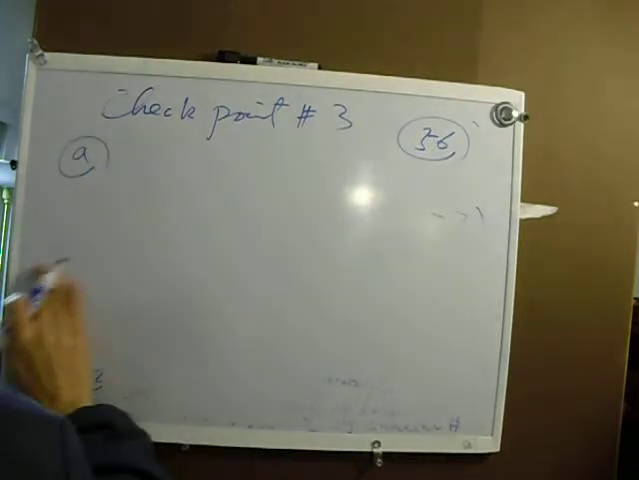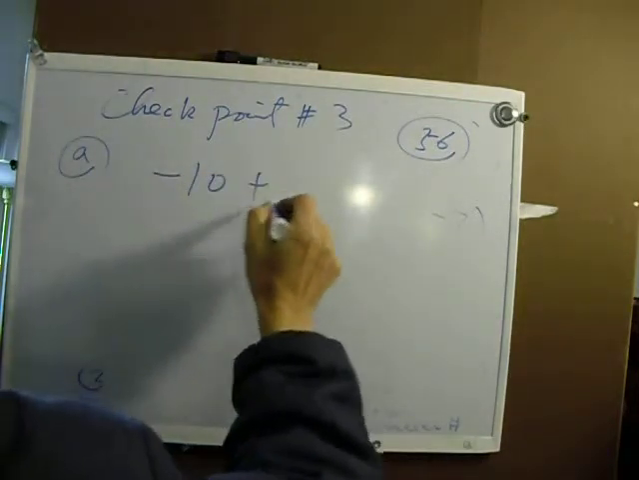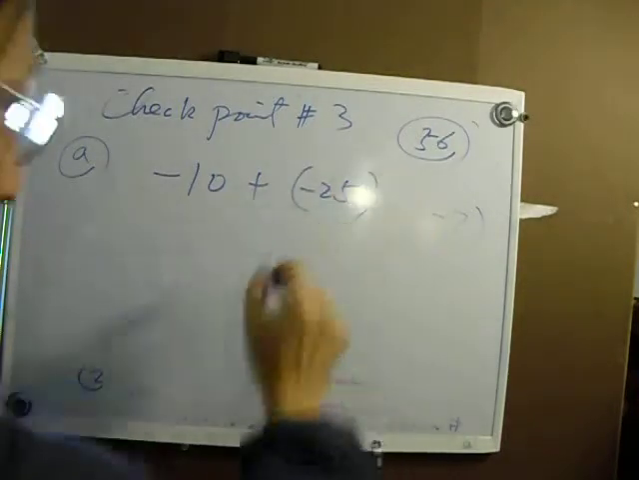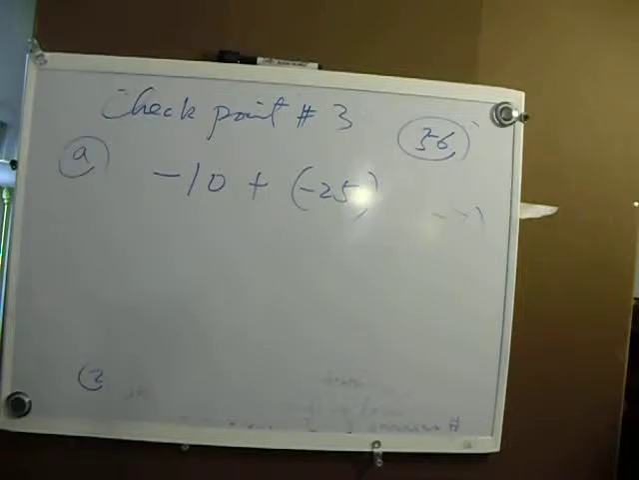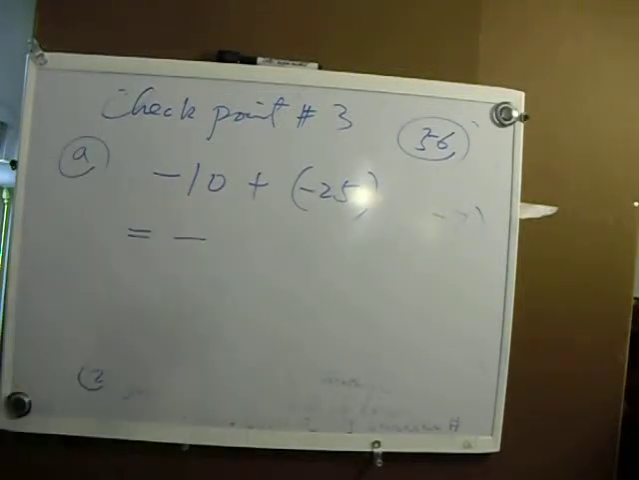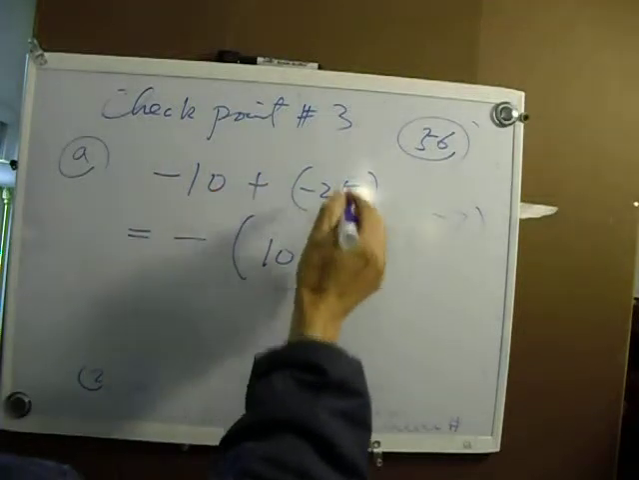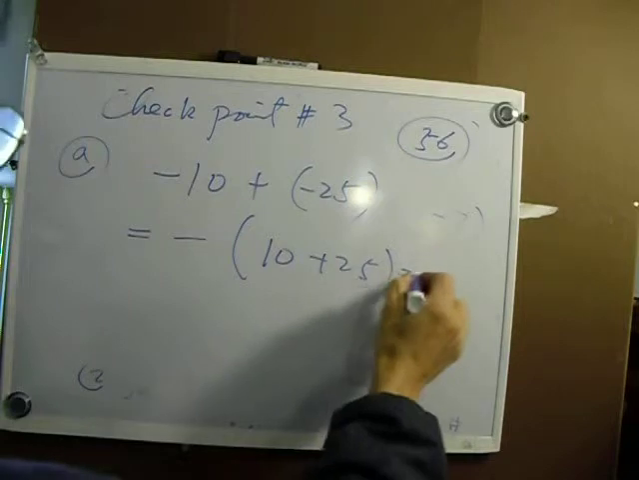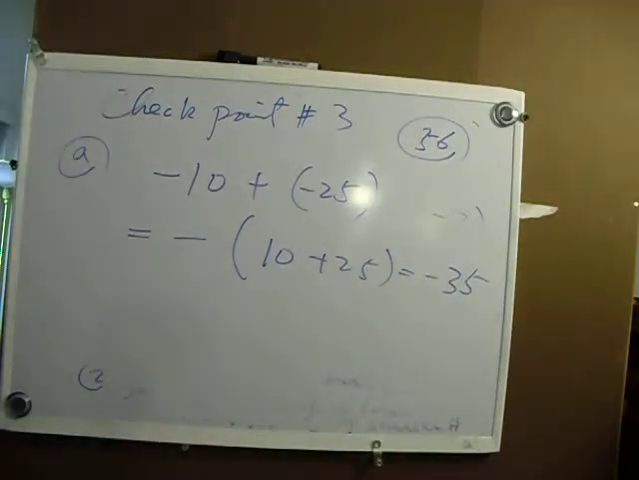We want to do A: negative 10 plus negative 25. Both numbers are negative, so both the same sign, keep the sign. Negative, and then use the absolute value of 10 and the absolute value of 25. The result is negative 35.